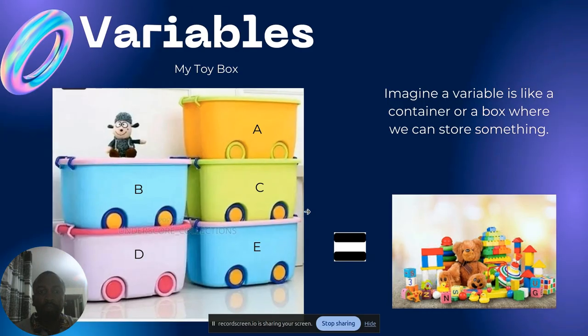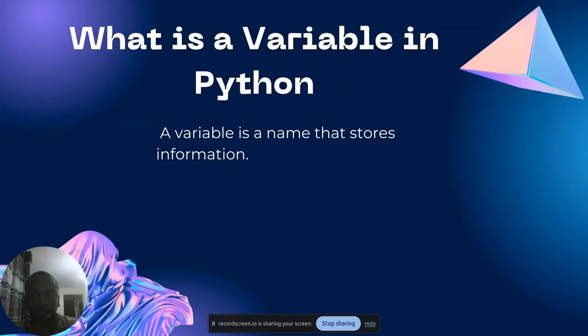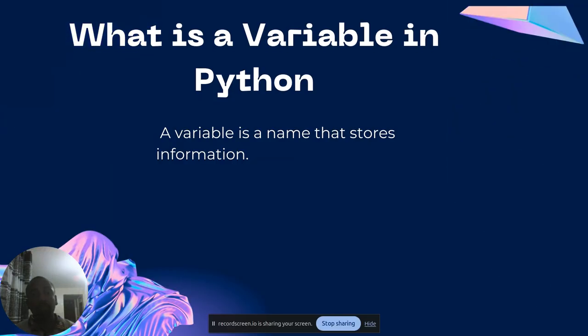Now, the next thing we need to understand is what variables are in Python. From what we have seen in the previous presentation, it's a name that stores some information. The way we were labeling the boxes are box A, box B, box C, box D, box E. So a variable is a name that would store some information. And the information we're talking about now is the toys. The toys refer to the information, and the box refers to the variable.